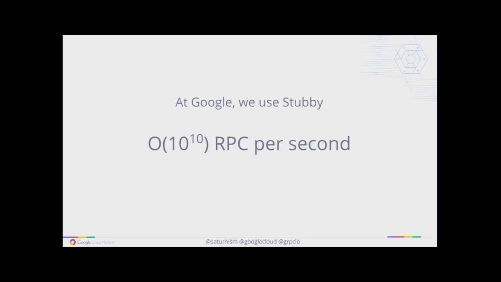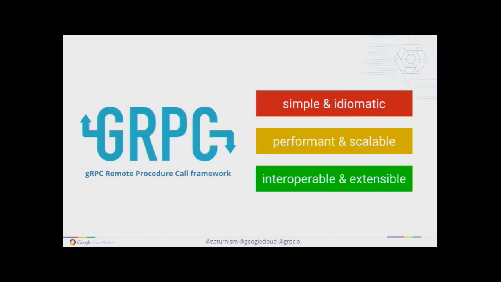Now just imagine if this is something that's not efficient enough, if every call just takes one extra byte than necessary, what that means is we're going to be spending 10 to the 10 more bytes per second. That's unnecessary just to make RPC calls. So Stubby was really made to be very efficient to operate at scale within our environment. And that essentially turned into gRPC.